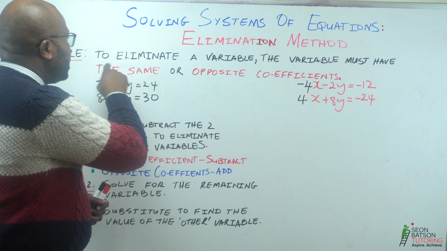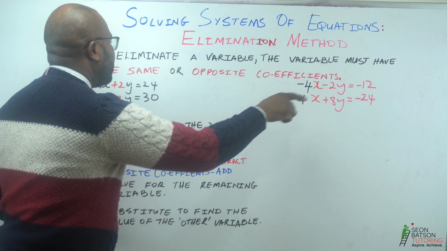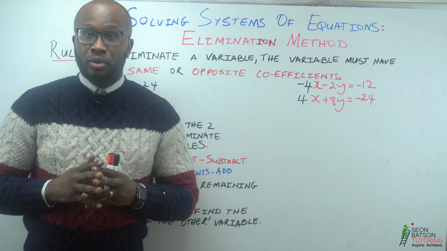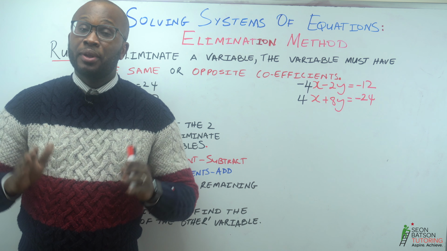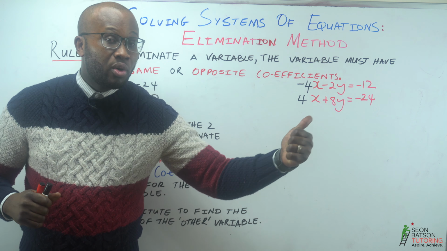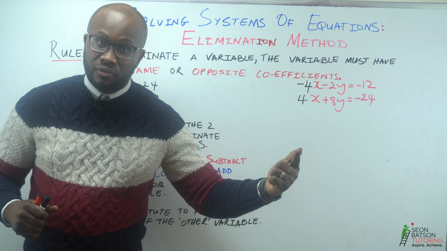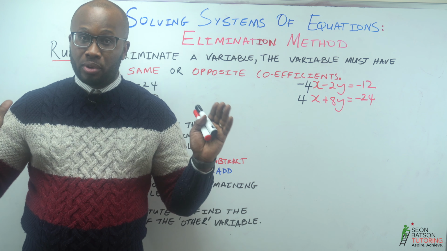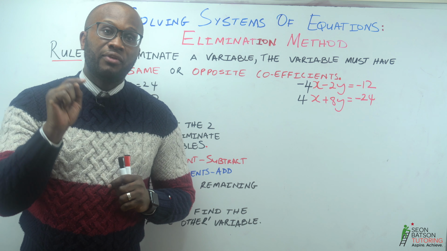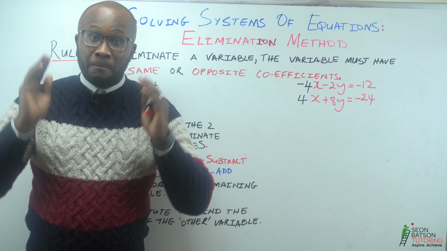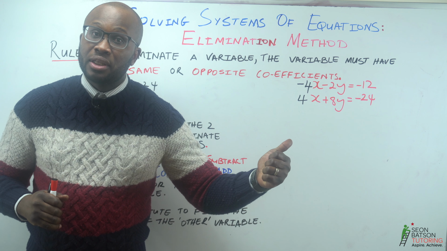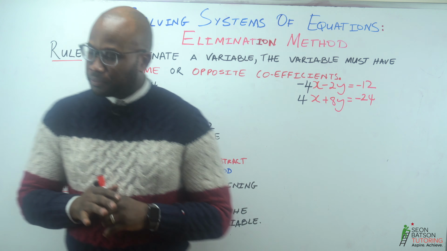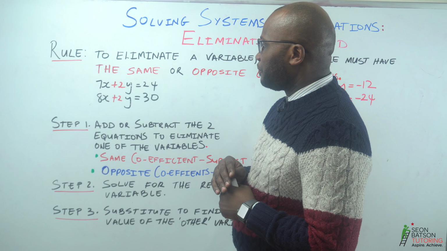The rule says, to eliminate a variable, the variable must have the same or opposite coefficients. Very important rule, yes? Now, the choice will be yours. You can eliminate whichever variable you want to. However, the variable that you choose to eliminate must have either the same coefficient or opposite coefficients. So far, so good?